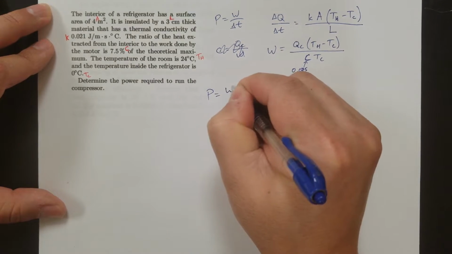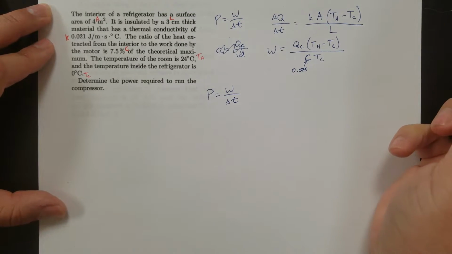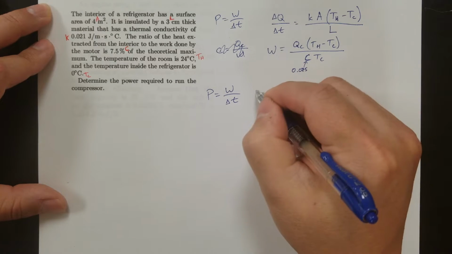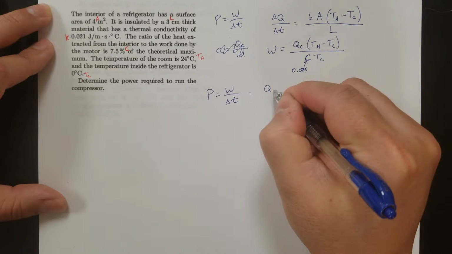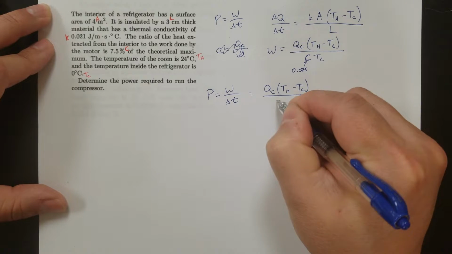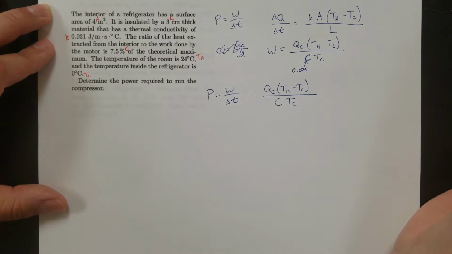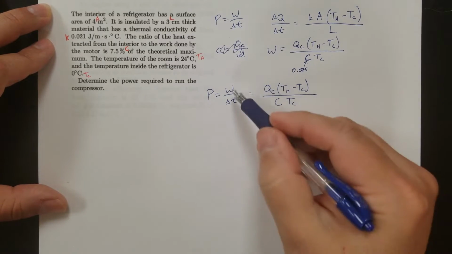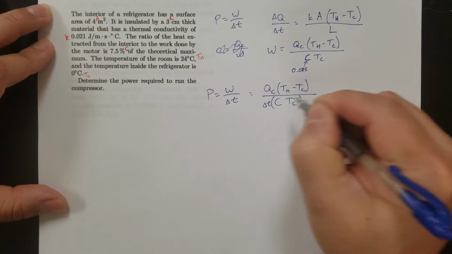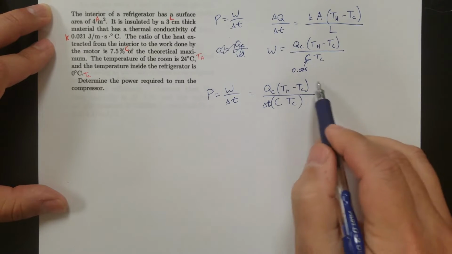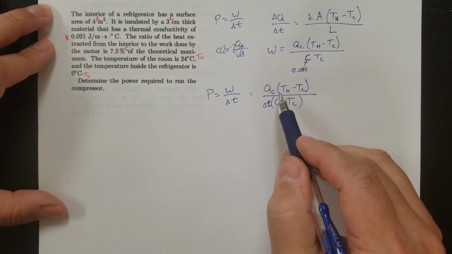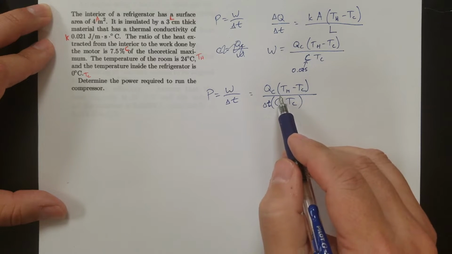So power is work over time. I know work is all this stuff. So work is QC times hot minus cold over coefficient times cold. So work over time, I'm going to put a delta T in the denominator to make it work divided by time. So all this is work, and that's time, and that's equal to power.